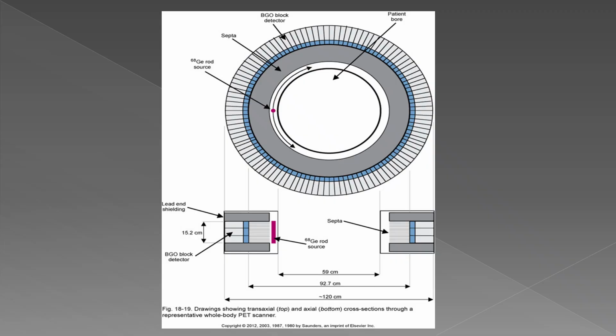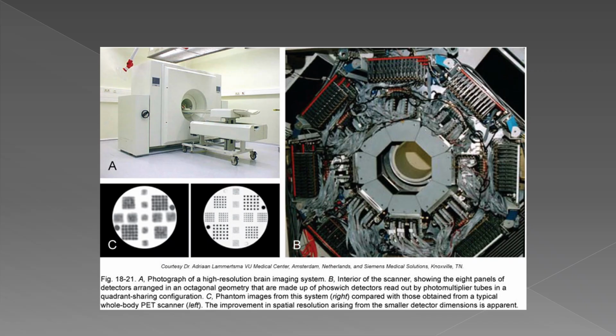So this drawing is showing the transaxial, axial, and cross sections through the representative of the whole body scanner. And then this is a photograph of a high resolution brain imaging system. You're not going to see a lot of these. This is a really old design. You can tell by the bed. The bed is on wheels and on a gurney. So you don't see that so much anymore, but this is the interior of the scanner. And so I wanted to show you what that looks like.